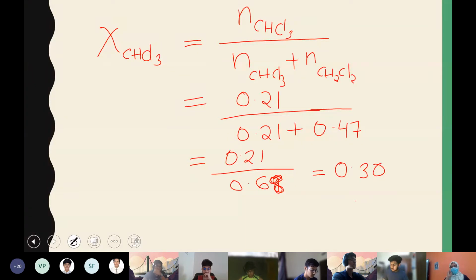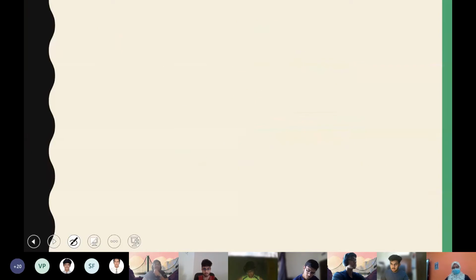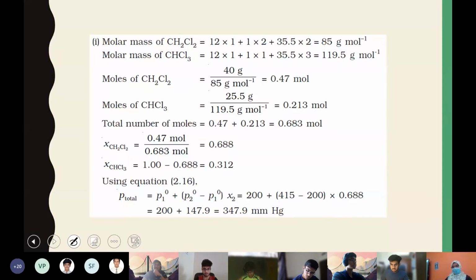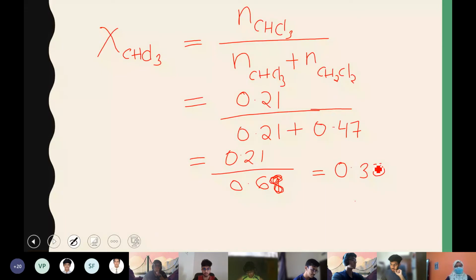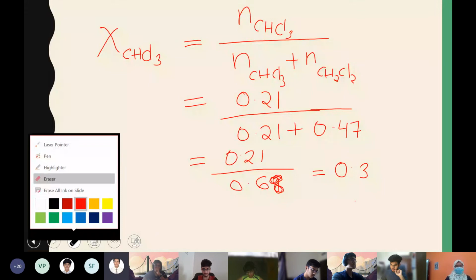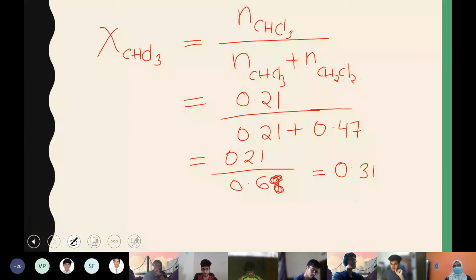And what about the other way? Because I don't think that it is 0.30. It is 0.312. That is what you are supposed to get. 0.312. Check again because that makes a difference. I think they took 3 decimal places for the moles.